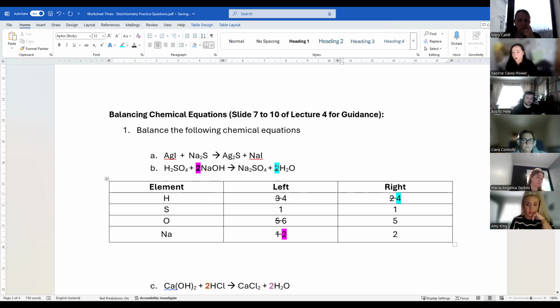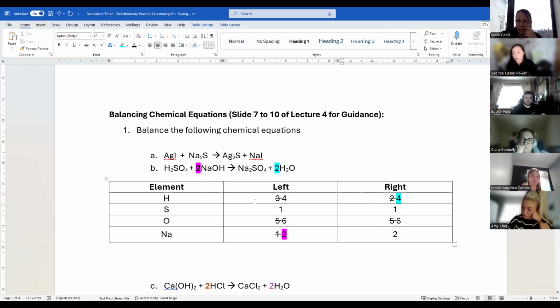Now I need to look and see how that affected the other element in my compound, which is oxygen. So I now have two oxygens, so 2 by 1 is going to give me 2 plus my 4 on my sodium sulfate. By doing that, I no longer have 5 on this side. I have 6. And now my oxygens are balanced as well. So by adding a 2 in front of the sodium hydroxide and a 2 in front of my water, I've essentially balanced all of the elements.